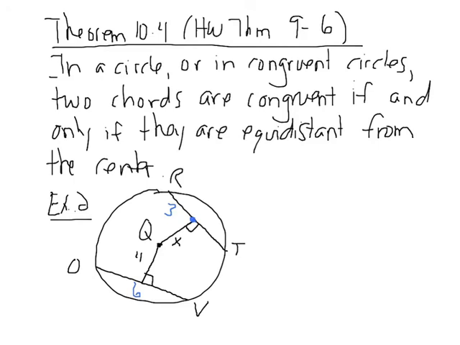So, since we know that 3 is the distance from R to the midpoint of RT, we can conclude that the measure of RT is also equal to 6 units. Since segment RT is 6 units and segment OV is 6 units, that is, both chords are congruent, we can conclude that they are equidistant from the center of the circle. Therefore, x must also be equal to 4 units.